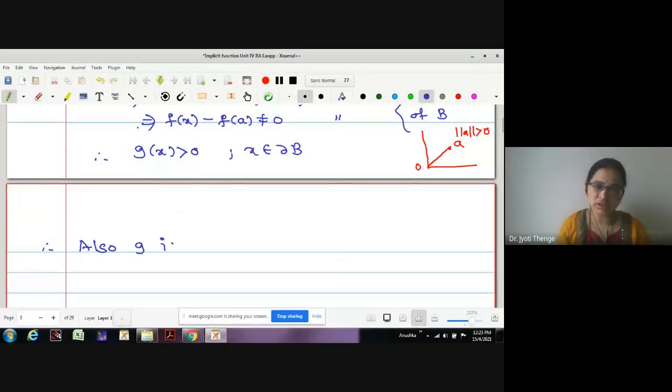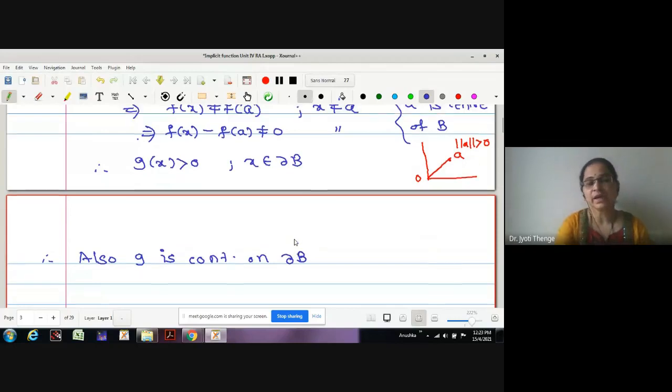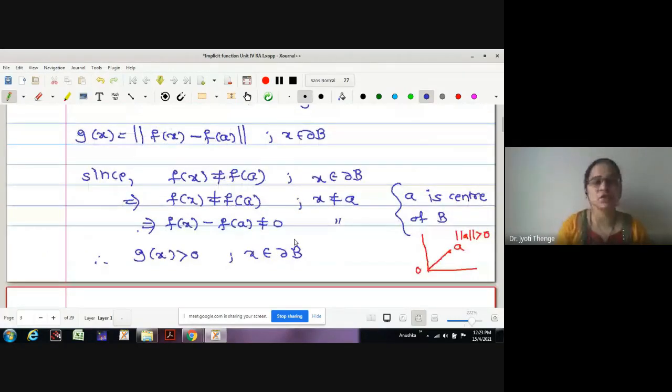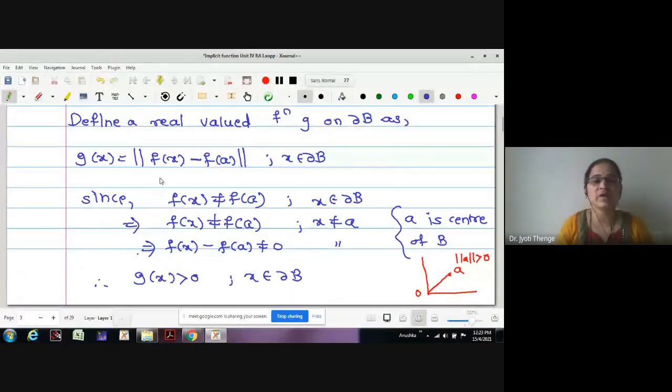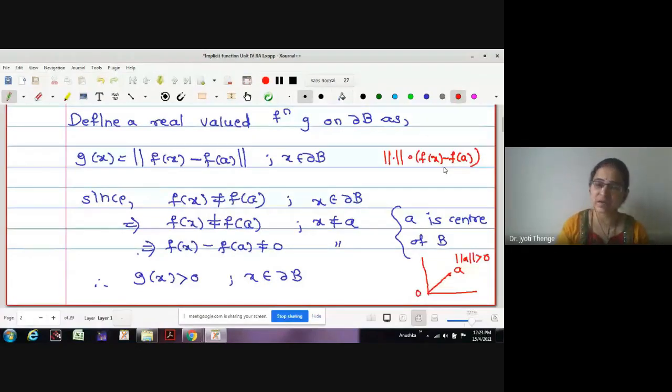Next point, we are going to claim that g is a continuous function. Also, g is continuous on dou B. Why is g continuous? If I look at this statement, g of x is equal to the norm of f(x) minus f(a), this is actually a composition of two functions: norm composed with f(x) minus f(a).